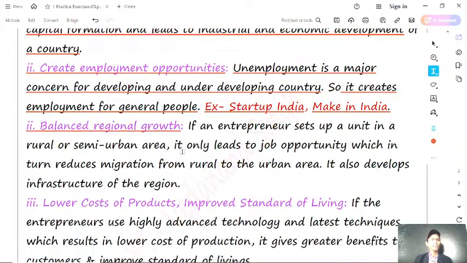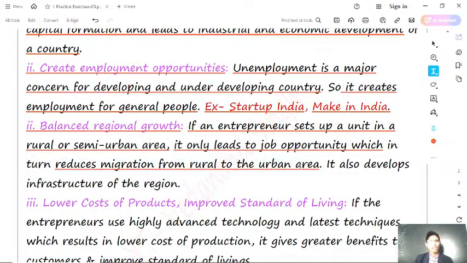See, balanced regional growth means what? If an entrepreneur sets up a unit in a rural or semi-urban area, it leads to job opportunity, which in turn reduces migration from rural to urban areas. It also develops the infrastructure of that region. Generally, what happens if the business is set up in any particular rural area? First of all, it creates job opportunity in that area. Along with this, it reduces the migration.